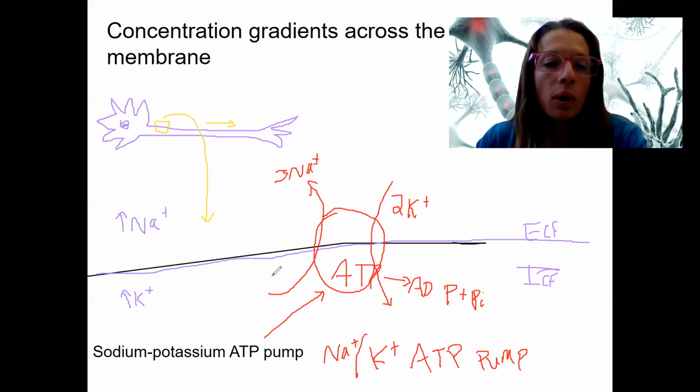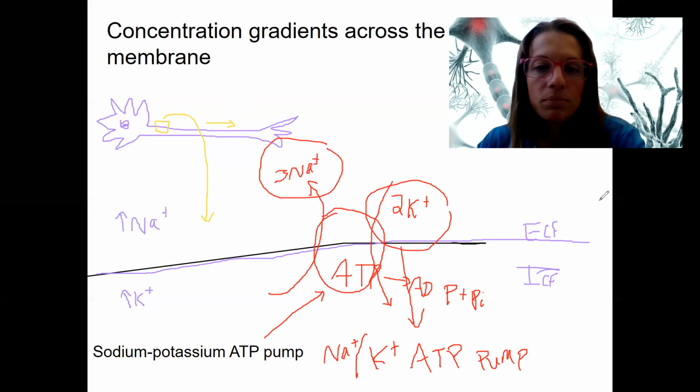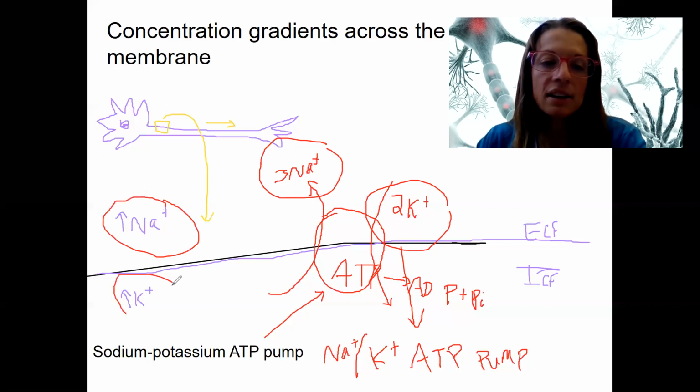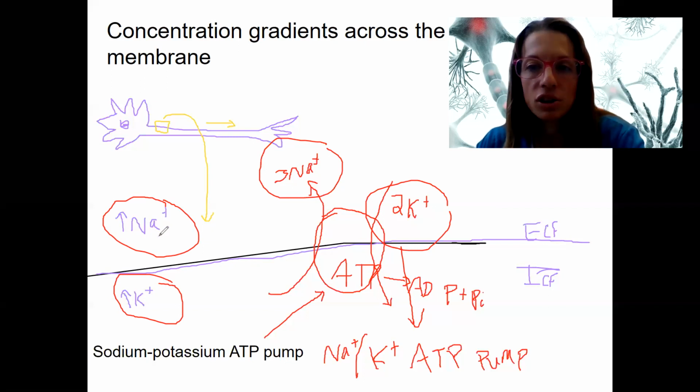Okay, so high sodium outside, we're bringing potassium inside. Can you see how the sodium-potassium pump establishes the concentration gradients across the membrane? I hope so. This protein is present in all cells, not just your neurons, and establishes these differences. These differences, this high outside, this high inside, are going to be critical for understanding the action potential, which is going to be the movement of these ions down their concentration gradients.